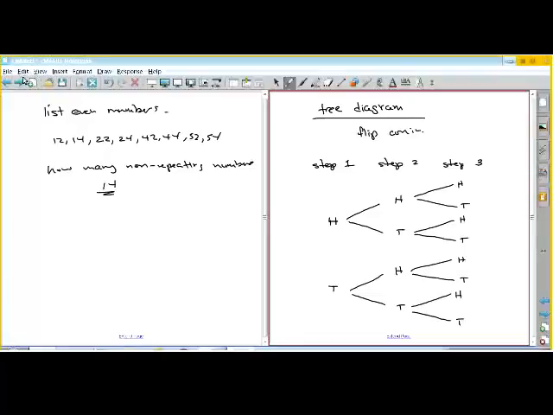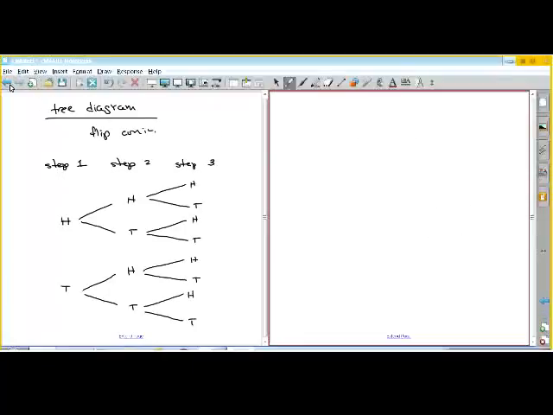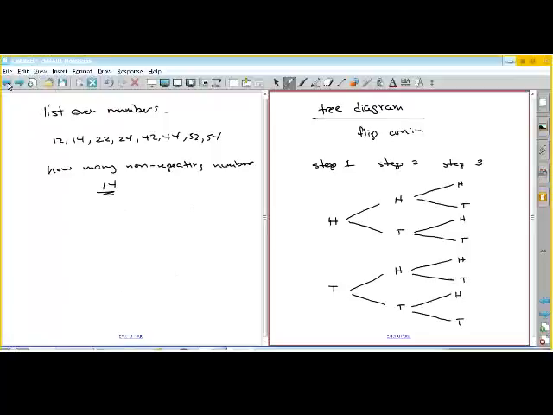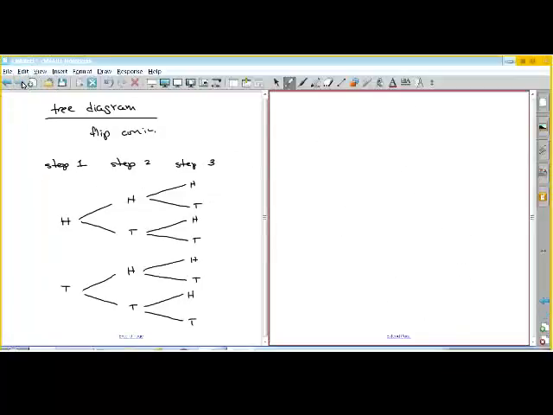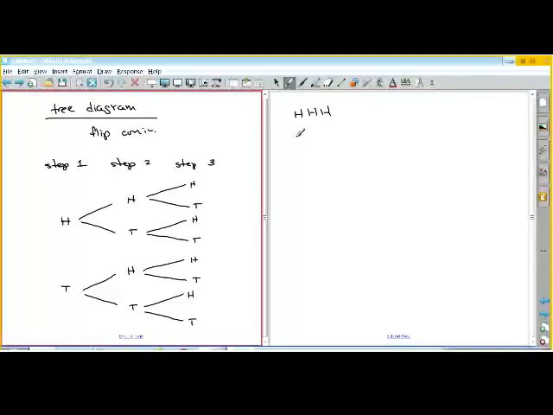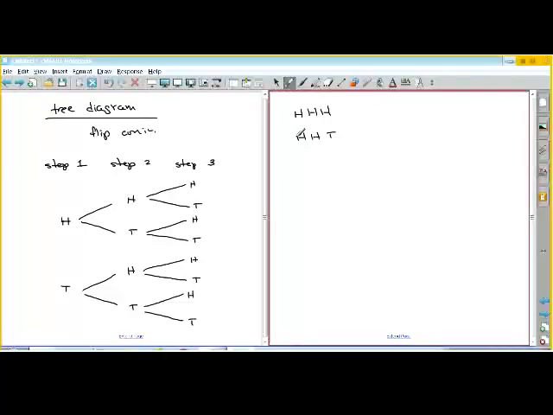And so to list out the possibilities, instead of listing possibilities through a table, what you do is you just go down each branch. So the top branch here would be heads, heads, heads. The next would be heads, heads, tails. Then we have heads, tails, heads. Then we have heads, tails, tails. So those are the first four. Those are the four with heads being the first choice.